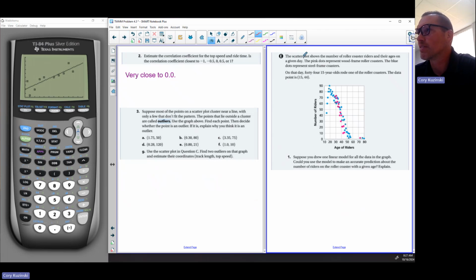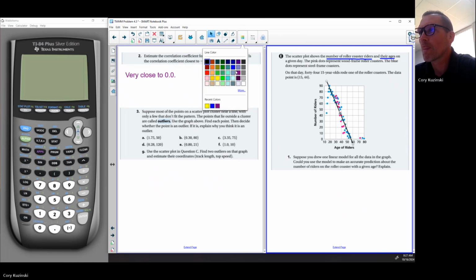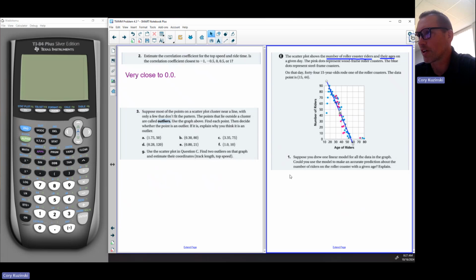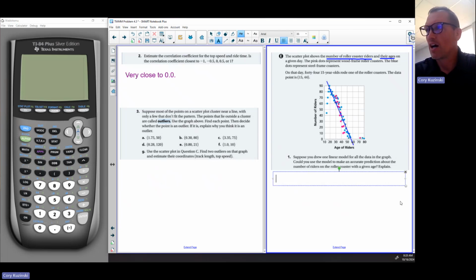Okay, last thing here. The scatter plot below shows the ages of riders related to number of riders. Number of riders to their ages. I could draw a pretty good linear model here, right? Something like that. I'd feel pretty confident about making a prediction off that.